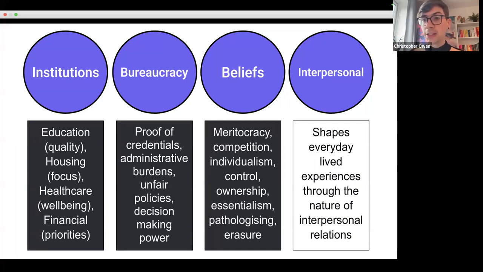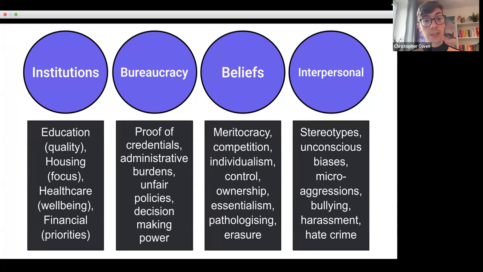But we also have other beliefs within our society: competition, individualism, the need for control and ownership, essentialism, and this idea that everybody from a certain community behaves the same way. And I think we're seeing that really significantly right now with the way we're treating immigrants and asylum seekers and refugees, and this idea that they're all the same. We're seeing pathologizing, especially of trans communities, and erasure of lived experiences. These are all different functions of belief systems that harm marginalized communities.